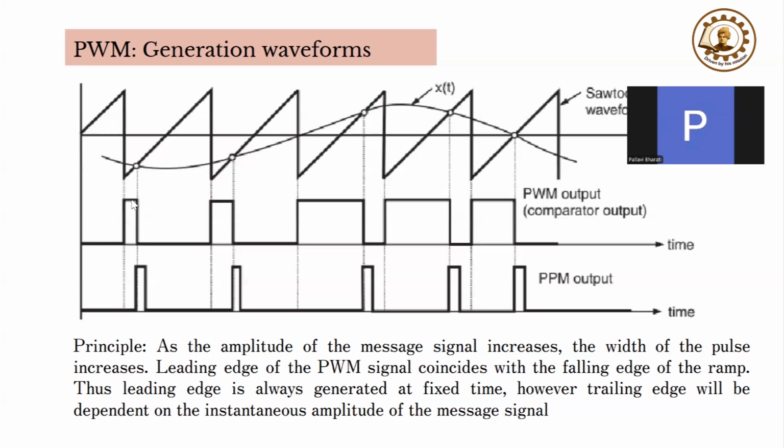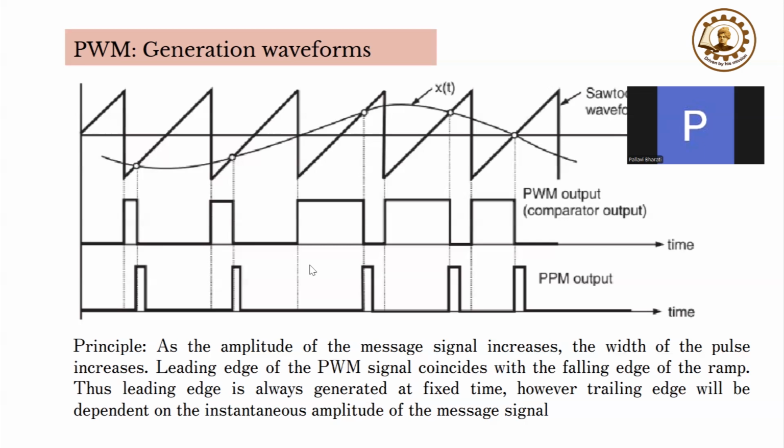Here the sawtooth is lower and the message is higher, so the output is 1. In this portion, you see the sawtooth is above and the message is below, so the output is 0. In this part, again the message is above the sawtooth generated signal, so it is 1. So there are 3 things that you have to keep in mind.